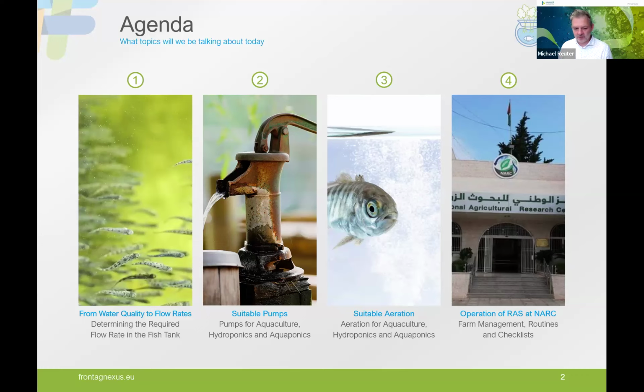We will talk about suitable pumps for the aquaculture and the hydroponics in our systems, so water pumps in this regard, and also suitable aeration. We won't look too much into oxygenation in this case, because we'll think about smaller and simpler RAS systems that can get away with aeration in general, because they do not have that high fish densities in the fish tank.